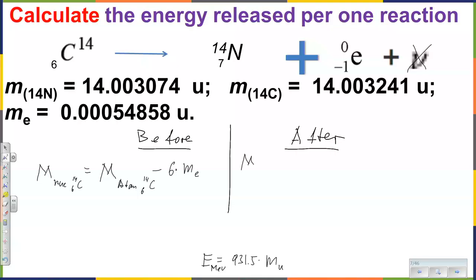After, well, technically we have three particles. If we go from right to left, we neglect any energy associated with the neutrino. That's not a neutron, that's a neutrino, the Greek letter nu. It has some energy, but much, much less than all other parts, so we neglect it. So what's left?